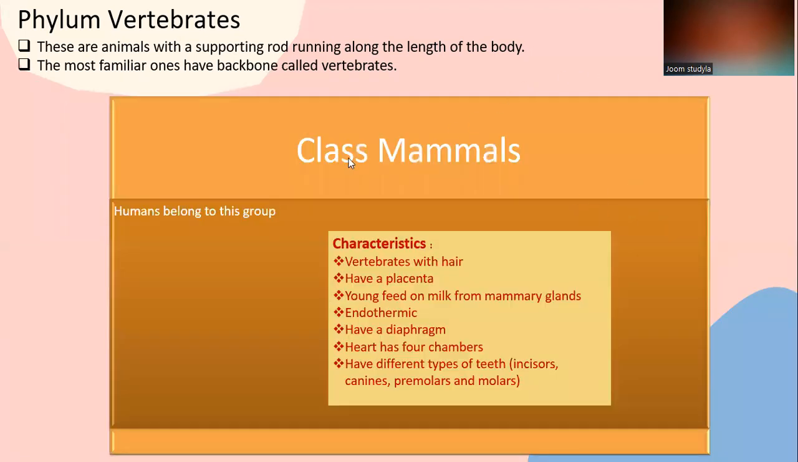Okay, this is a continuation of phylum vertebrates, with class mammals, which is mammalia. Human beings belong to this group. The characteristics: vertebrates with hair, have a placenta. Young feed on milk from mammary glands. Endothermic, have a diaphragm, heart has 4 chambers, and have different types of teeth: incisors, canines, premolars, and molars. So these are the characteristics of mammalia.